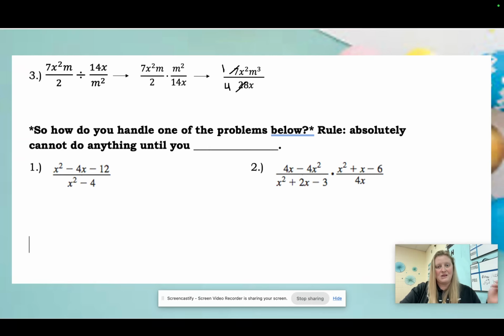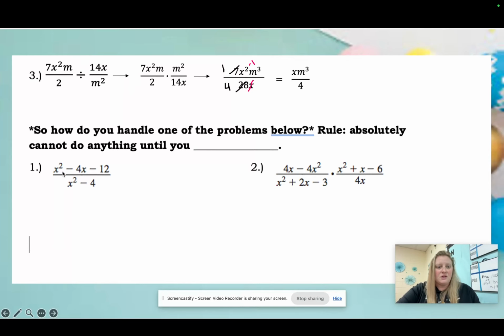7 over 28 is 1/4. I'm going to cross out the smaller x, subtract him from the bigger x, and now my new numerator is x to the first m cubed. My new denominator is 4, and I'm done. Great. So those are typically what we refer to as Algebra 1 rules. Those are things that we're supposed to learn in Algebra 1 so that in Algebra 2 you can use those to help you get through these harder problems.